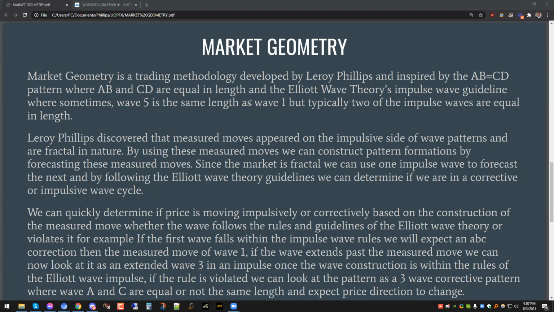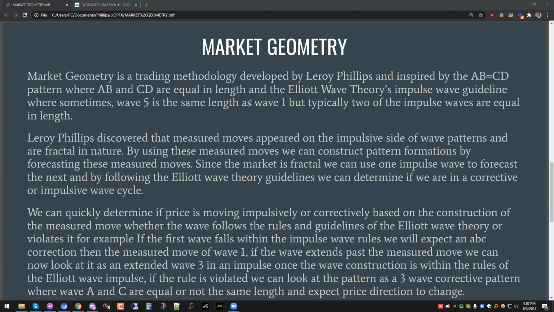So I discovered that measured moves appeared on the impulsive side of the wave. So in every, let's say, a 3-wave pattern or a 5-wave pattern, we will find measured moves inside of these types of patterns. And typically we find them on the impulsive side. So if we have a corrective formation, we will still find measured moves inside of them. And they're actually more common inside of corrective formations. And you would find that the market moves in a very corrective way most of the time. So finding measured moves would be very common.